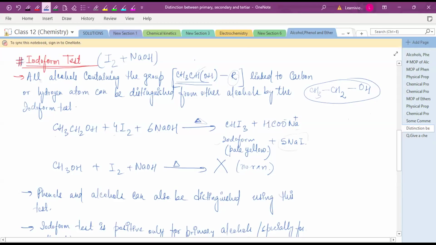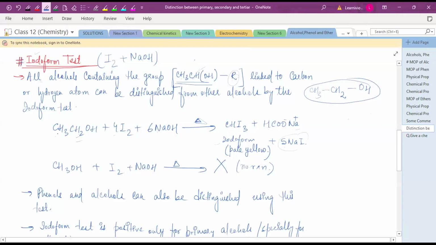So basically, the pale yellow color precipitate will be formed. If you get a pale yellow color precipitate, it means the reaction has already happened and the iodoform test is positive. It means that this alcohol contains the CH3CHOH group. So it confirms the iodoform test. The iodoform test is positive, right? So when the pale yellow color substance is formed.